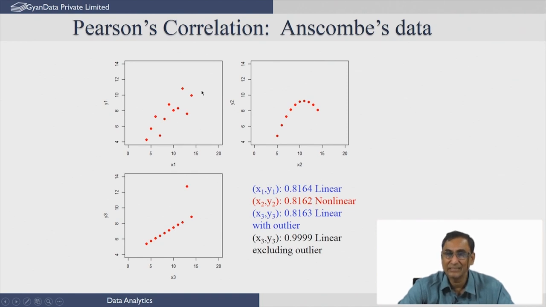We can say it is one way. If there is a linear relationship between x and y, then the Pearson's correlation coefficient will be high. When I say high, it can be minus 1 or plus 1. But if there is a non-linear relationship between x and y, it may be high or it may be low. We will see some data sets to illustrate this point.